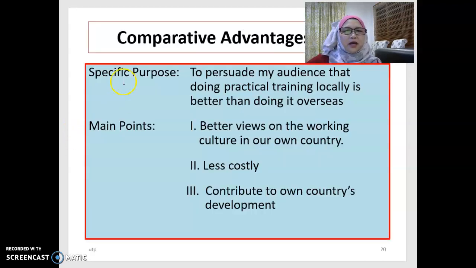All right, here we have comparative advantages order. You have to persuade my audience that doing practical training locally is better than doing it overseas. So, better views on the working culture in your own country. It can be less costly and contribute to your own country's development.